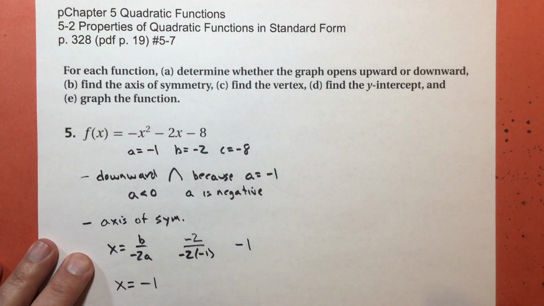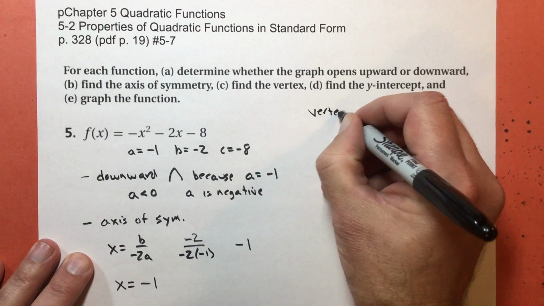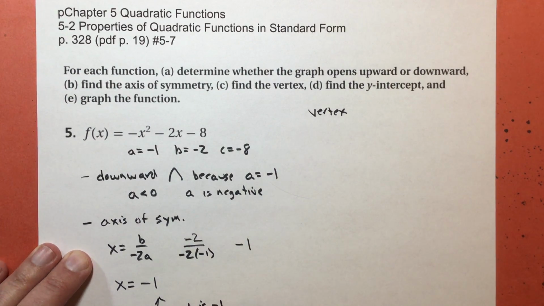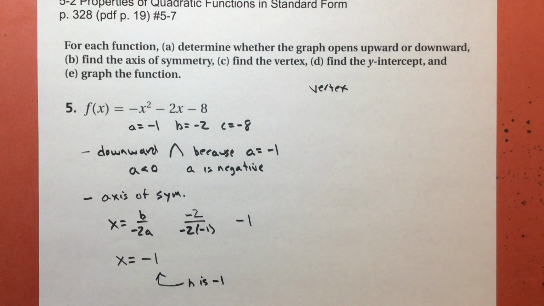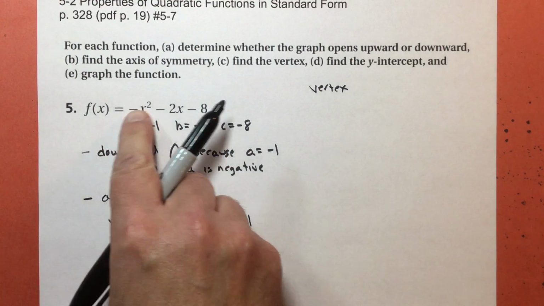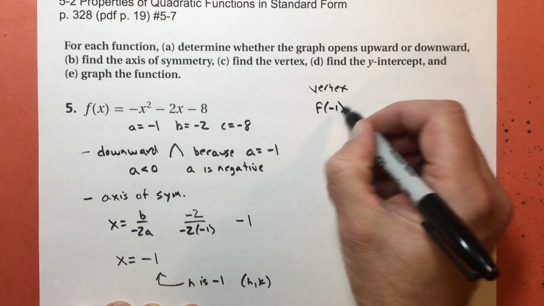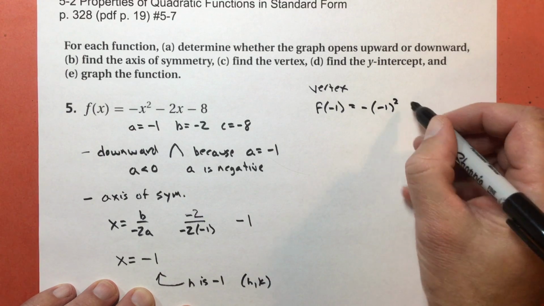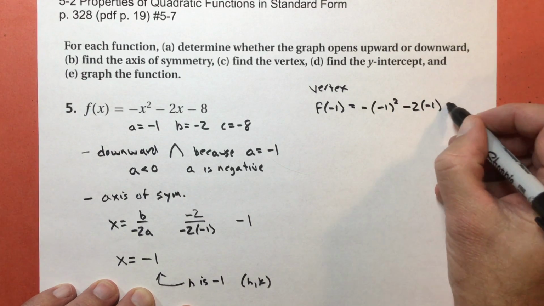Who knows? Okay, now I want to find the vertex. This is the x value of the vertex, okay? So in other words, the x value, which we call h, remember, h is a parameter. That's all it is. It's not a variable, it's just a placeholder. That h is negative 1, and I want to find hk, that's my vertex. So I have to put that negative 1 into my function. F of negative 1 equals negative, the opposite of negative 1 squared, subtract 2 times negative 1, subtract 8.